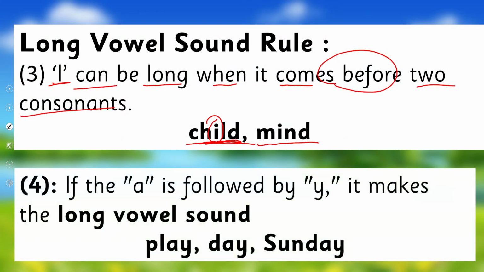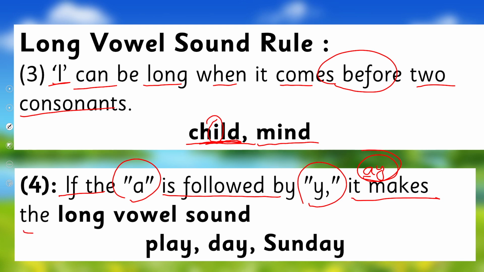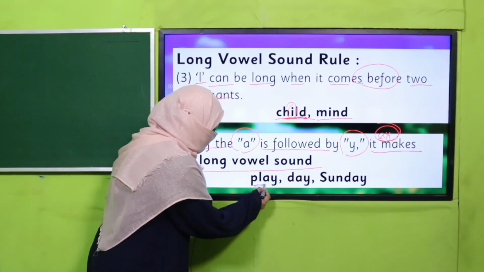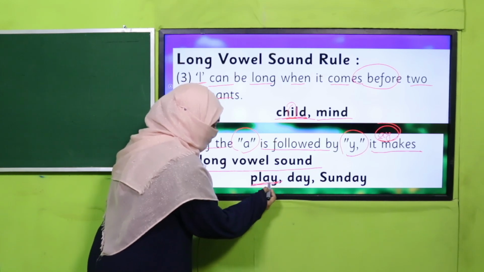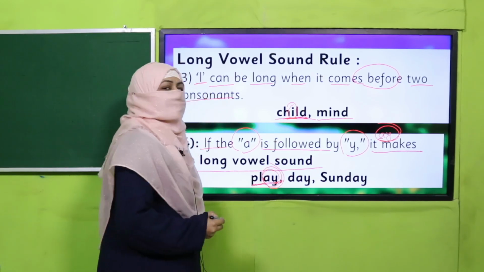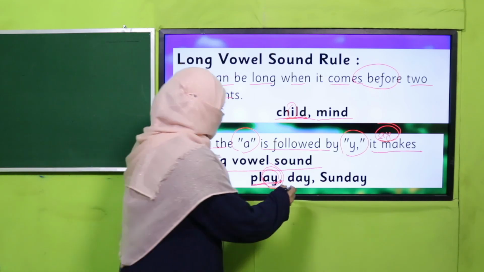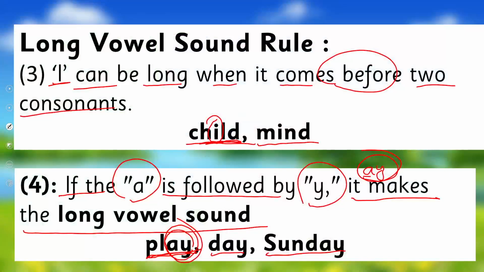The fourth rule is, if A is followed by Y, okay, what does it mean? A and Y are coming together. A is followed by Y. What happens? It makes the long vowel sound. Okay, you see, play, play, play. You see AY together, it's giving the long vowel sound of A, play. Day, Sunday. Okay, so this rule applies to these words.